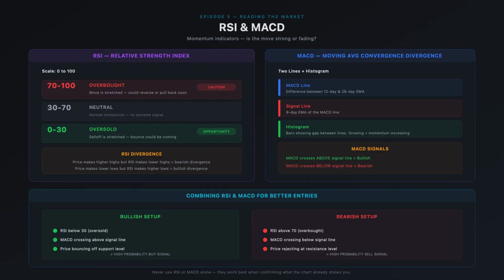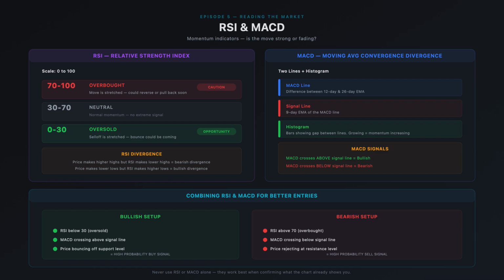RSI, the Relative Strength Index, measures momentum on a scale from 0 to 100. It tells you whether a market is overbought or oversold. Above 70 is considered overbought. It doesn't mean sell immediately, it means the move is stretched and could reverse soon. Below 30 is oversold, the sell-off is stretched and a bounce could be coming.